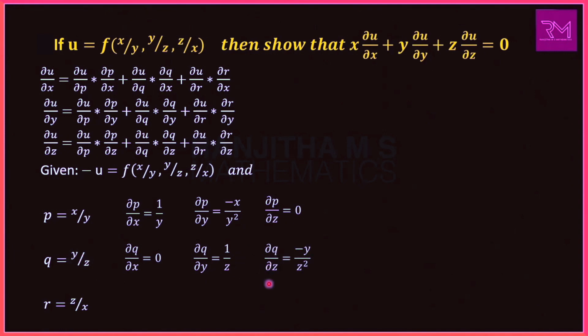Similarly del q by del z is, here y is constant, take as it is, into differentiation of 1 by z is minus 1 by z square, hence we get minus y by z square. Similarly we get del r by del x value as, here z is constant, take as it is, into differentiation of 1 by x is minus 1 by x square, hence we get minus z by x square.